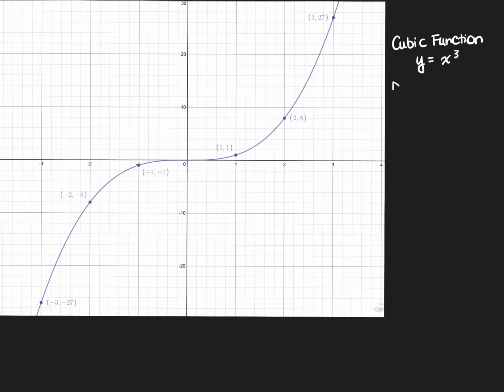Our domain and range. So there are no values for x that we can't use as inputs. So my domain is all real numbers, which we write as negative infinity to infinity. And then my range will be the same thing.